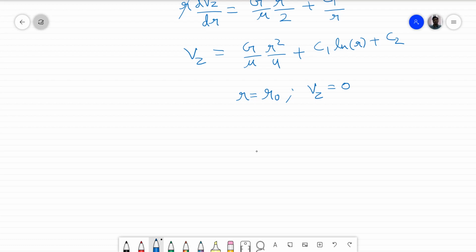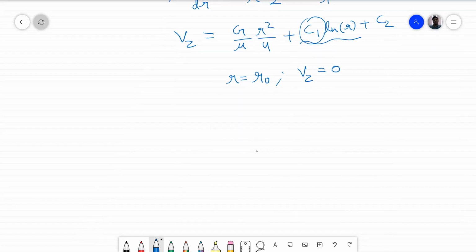Okay, so we need one more boundary condition. Now you can see that this term here, c1 log r, if we put r equal to 0 in this equation, this will go to infinity, that is log 0 or minus infinity. So this is not a valid solution. Therefore c1 has to be 0 in order for this velocity to be plausible, for it to be physical. Therefore c1 has to be 0 from these considerations. Now we need to calculate only C2.